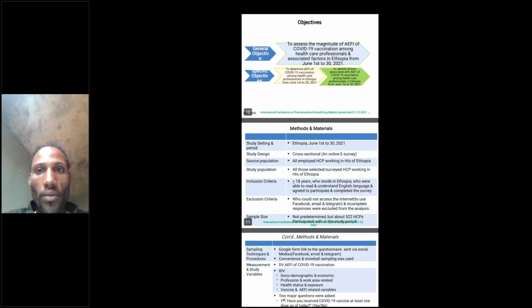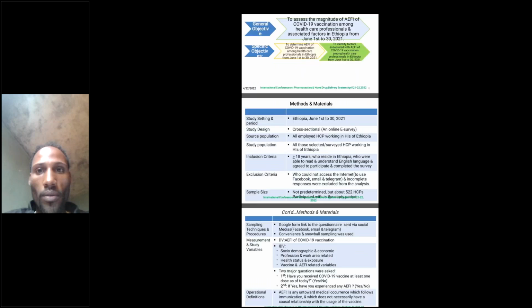Also, we have a methodology part. The study was conducted in Ethiopia from June 1st to 30, 2021, using a cross-sectional study design. All employed healthcare professionals working in health institutions of Ethiopia were the source population, and all selected or surveyed healthcare professionals were the study population. In fact, here we have a study unit of analysis.